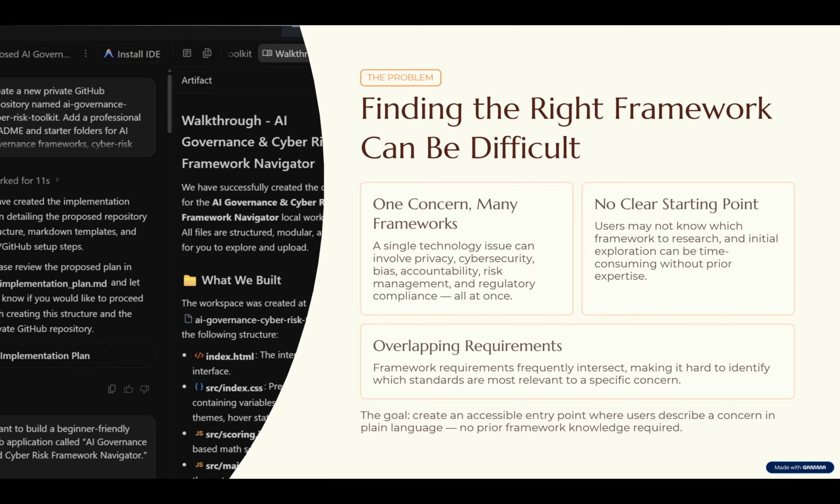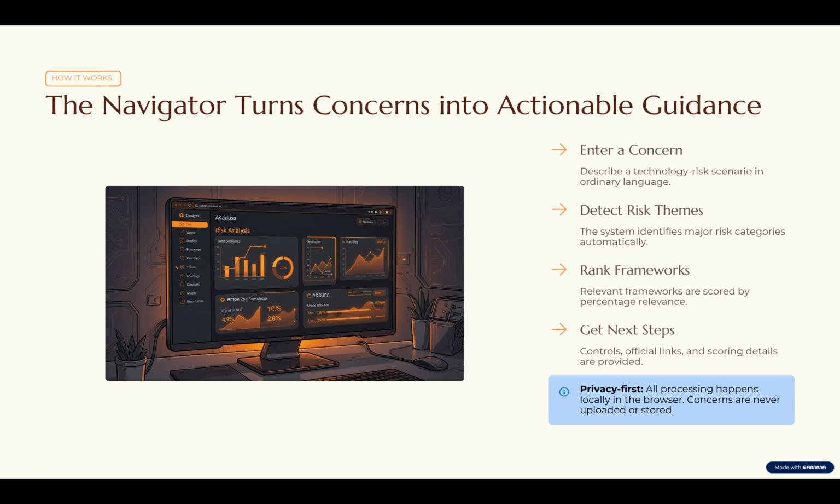A little bit on how it works. The user is going to enter the concern into the website, and the website itself is built to detect the risk themes within that concern. From there, it ranks those frameworks against the prompt and gives them a percentage of relevance. It's going to give a final output with that score in mind and also provide the official link to the website, some of the different details on why this particular framework may or may not apply, and just give the user a really good starting point on which to start looking at new info.